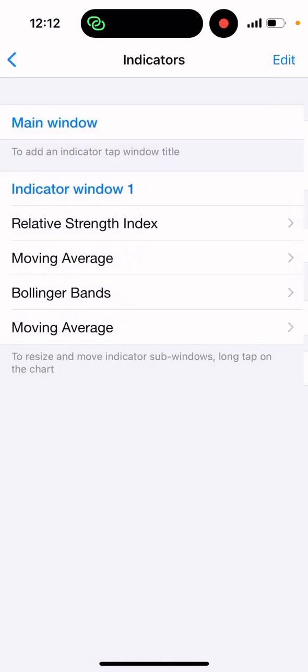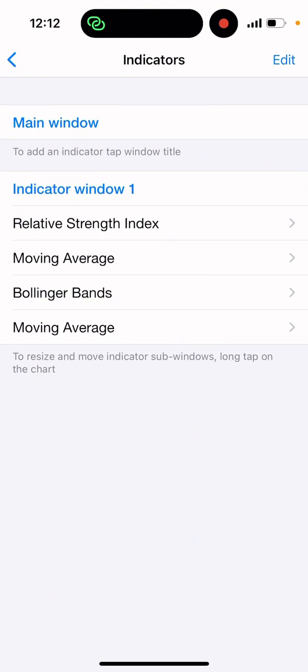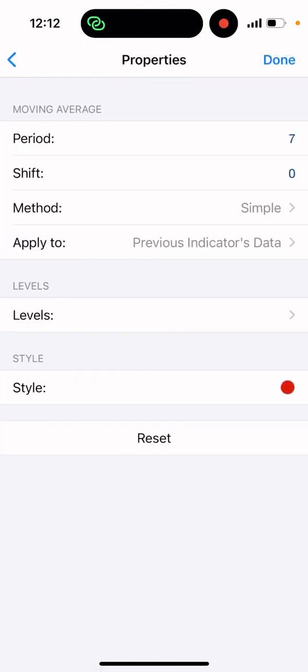Then you click on indicator window 1 and add a moving average. The period should be 7, shift 0, and the method should be simple. Here is one area I want you to concentrate on when setting up the TDI indicator on your MT4: you should apply it to previous indicator's data. The moving average, make sure to apply it to previous indicator's data.